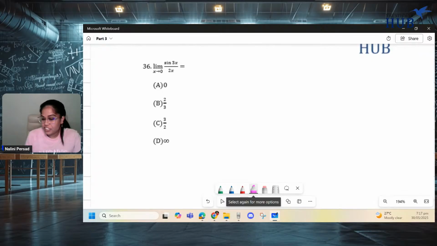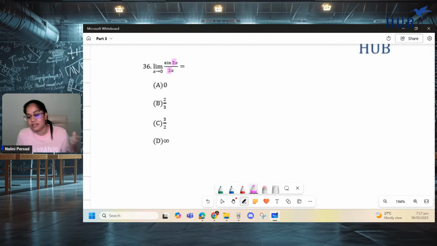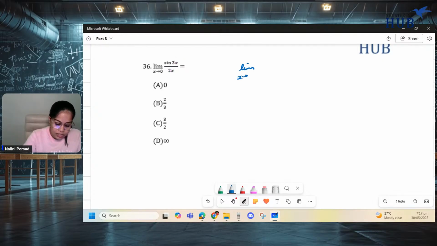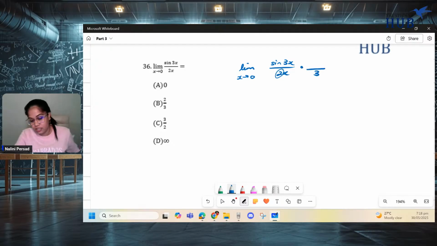Now, in order for us to use our special limit, the coefficient of x must match up. We have a 3 here and a 2 here. It's not matching up. What to do? I'm going to make it match up. I want a 3 in the denominator. Right? I want a 3 in the denominator. I can just divide by 3.